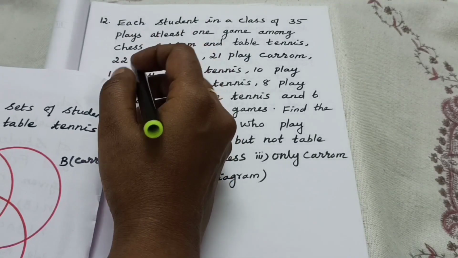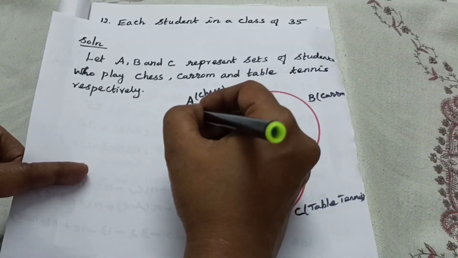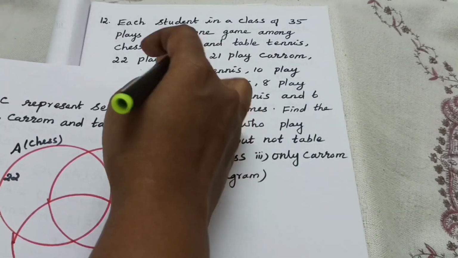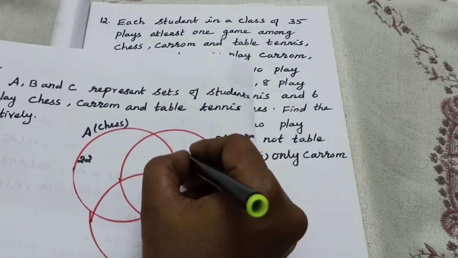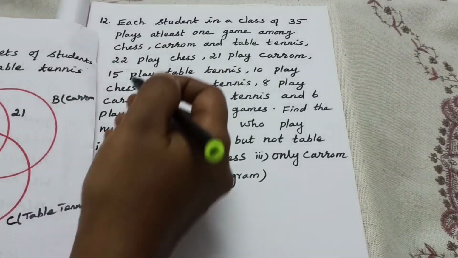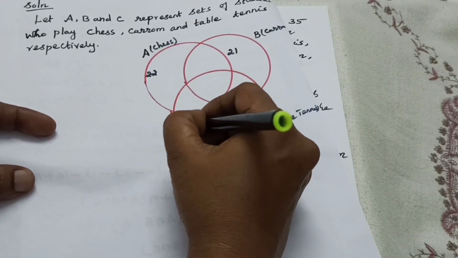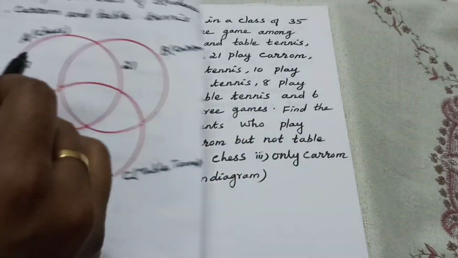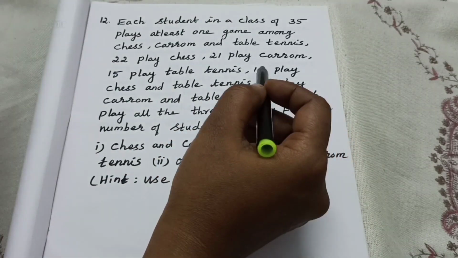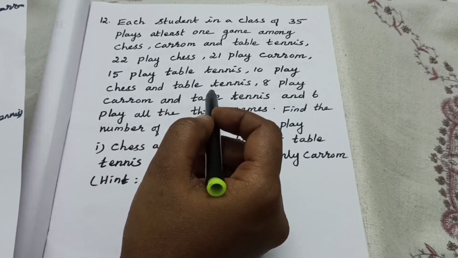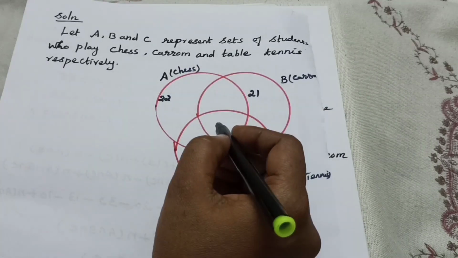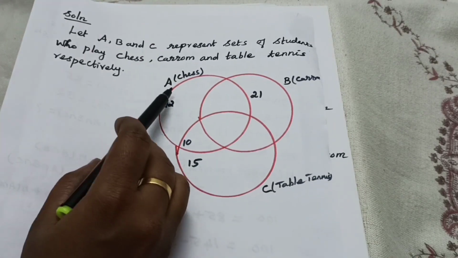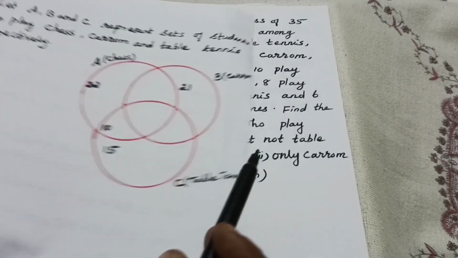Then 22 play chess. Okay, chess means here 22 play in total. Here 22 of them play which one? Chess. 21 carom. So we have to mark here. Then next one table tennis. How many of them? 15. Okay. Then again what? 10 play chess and table tennis. How many of them? 10 play chess and table tennis. Okay. So we have to write here 10 of them. And then chess and which one? Table tennis. Okay.